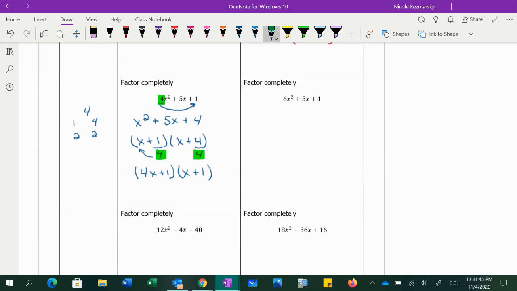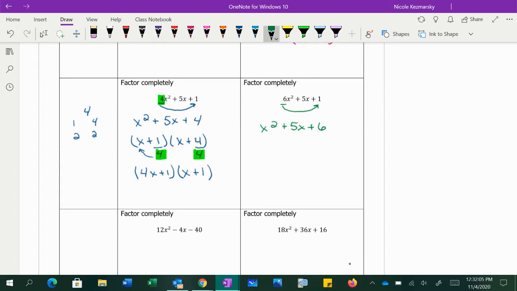Next example, same story. Start with looking for a GCF. I don't see a GCF either in variables or in numbers, so I'm going to go ahead and slide the 6 over to the 1 and get x squared plus 5x plus 6.